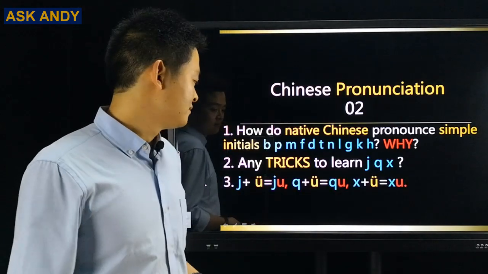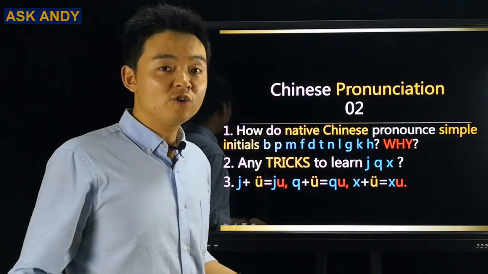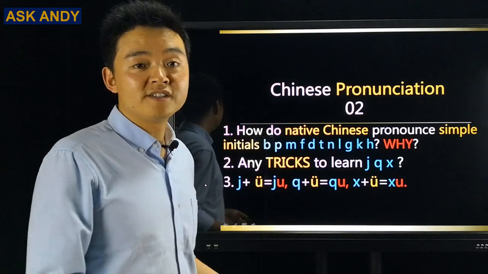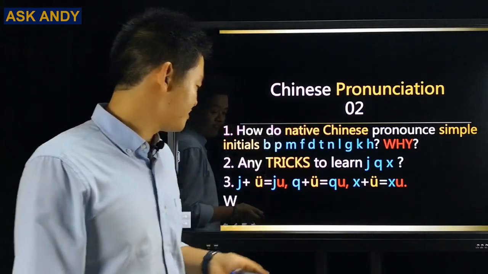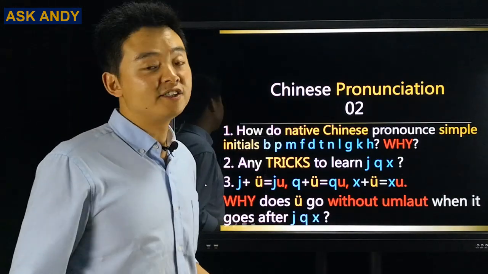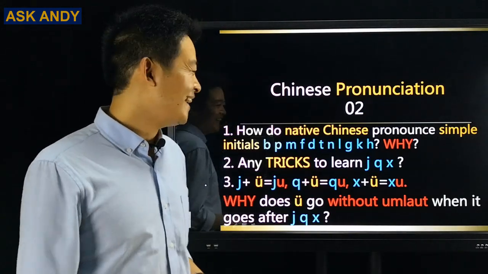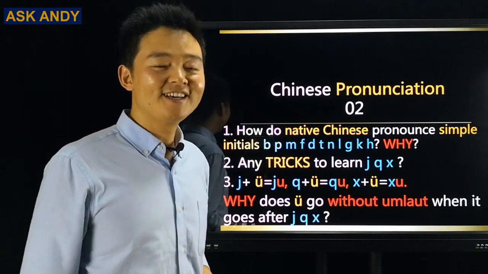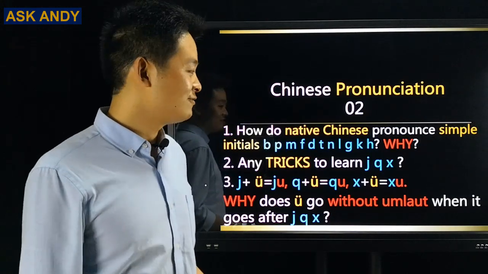Question number three. Look, these three equations, I believe they're well known to all Chinese learners. I'm not here to let you know they're important. These rules, you must remember them. So I'm here to answer this question: why does yu go without umlaut when it goes after jqx? What? Can anyone explain why? Yes, I can. But again, it's my hypothetical answer. I cannot guarantee it's 100% correct, but what I can guarantee is it makes sense to you. Let's get started.